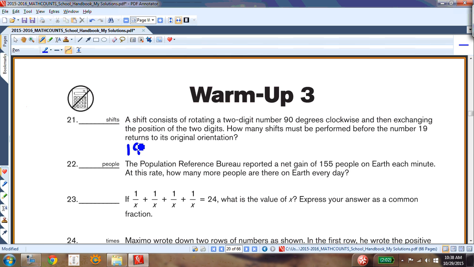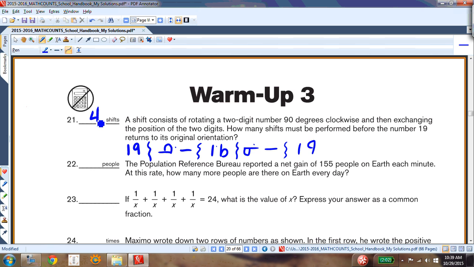So I have 19, it looks like that, and then after a shift I get a number that looks like this. I've rotated the 9 clockwise, and I've rotated the 1 clockwise, and I exchanged their positions. And then I can shift that again. I change their positions, and I rotate them both clockwise, so it looks like that. And then I do it again, because it's not quite there. Looks like this. And then I do it again, and voila, I get it back to 19. So that is 1, 2, 3, 4 shifts.